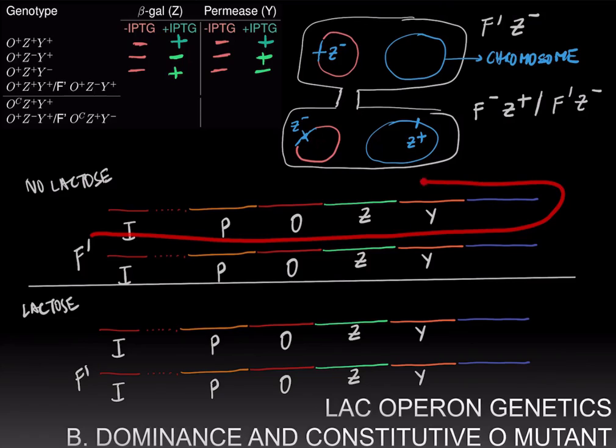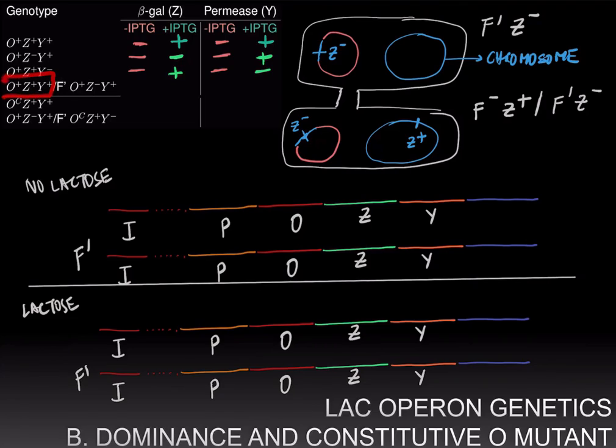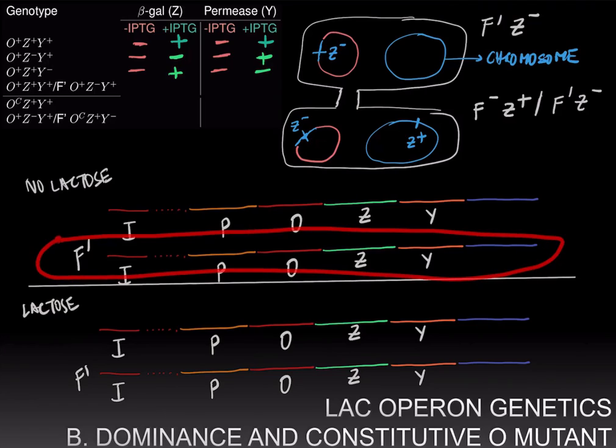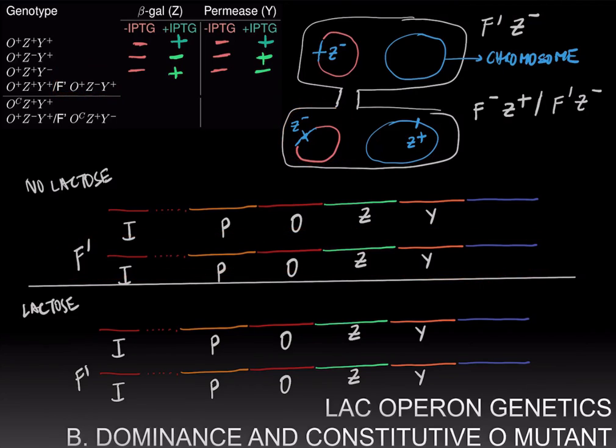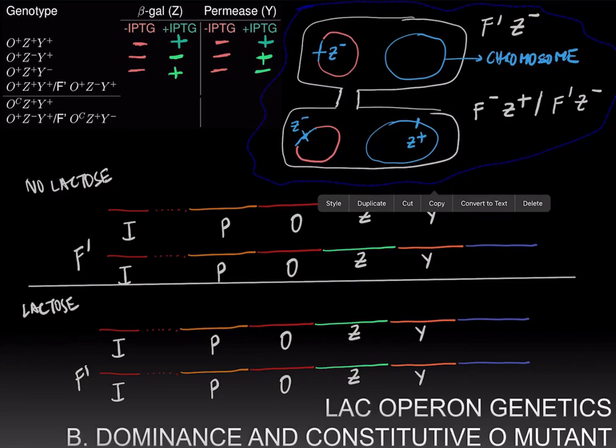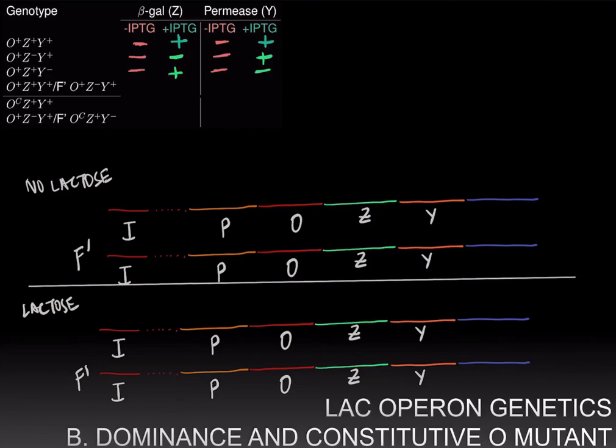One piece of DNA is the bacterial chromosome, whose genotype is written like this, and the other piece of DNA is the F prime plasmid, whose genotype is written in this manner. And the first partial diploid that Jacob and Monod investigated was O plus Z plus Y plus.